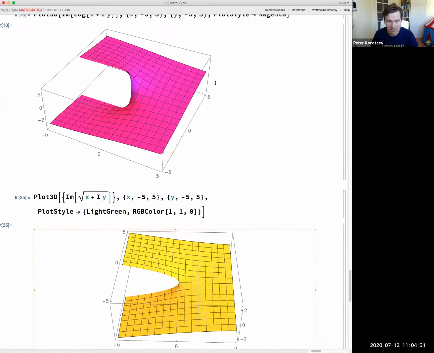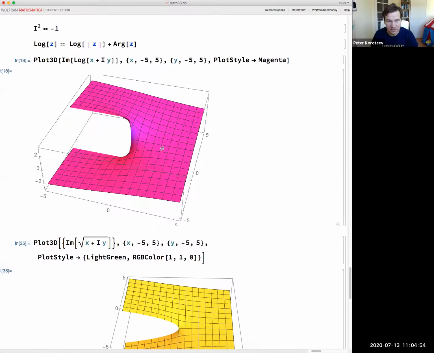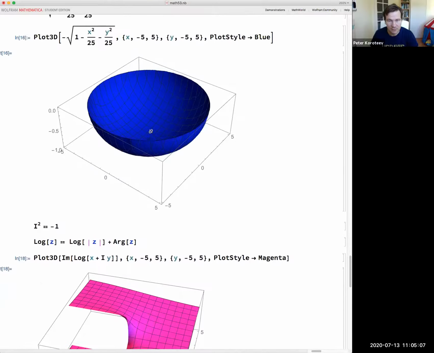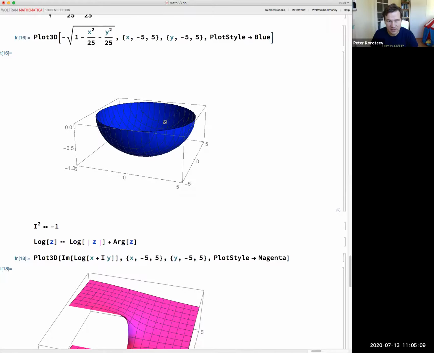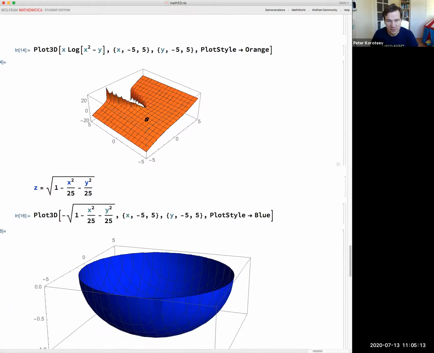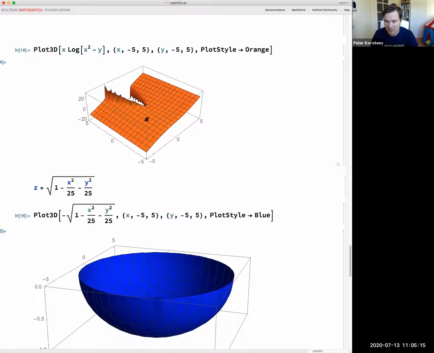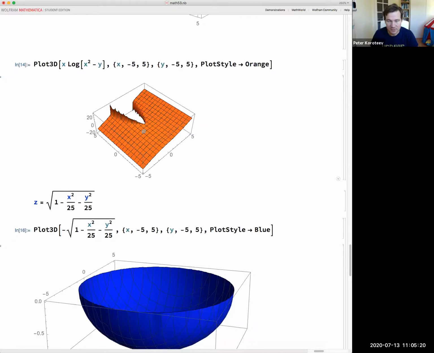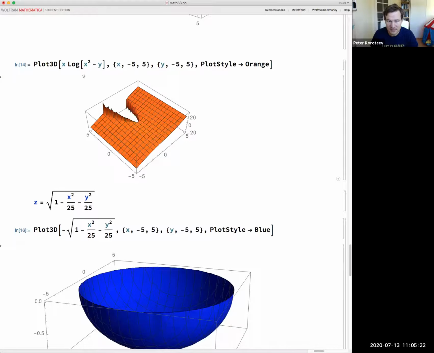Okay. Same here with the log function, right? So it's continuous everywhere except the negative x-axis. There's a gap here. This function is obviously continuous, well, it's continuous on the domain of the definition, right? So on this open set, it's continuous.